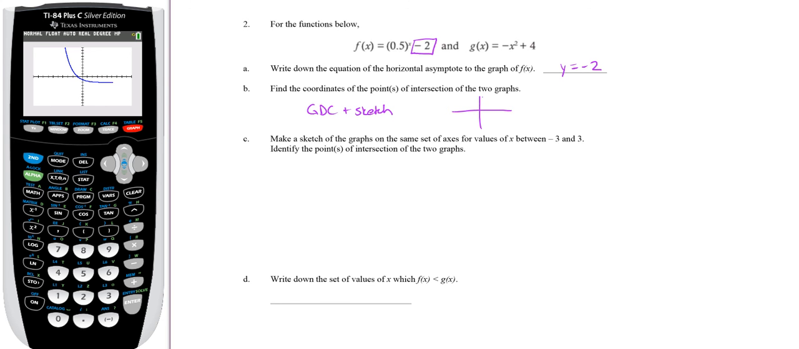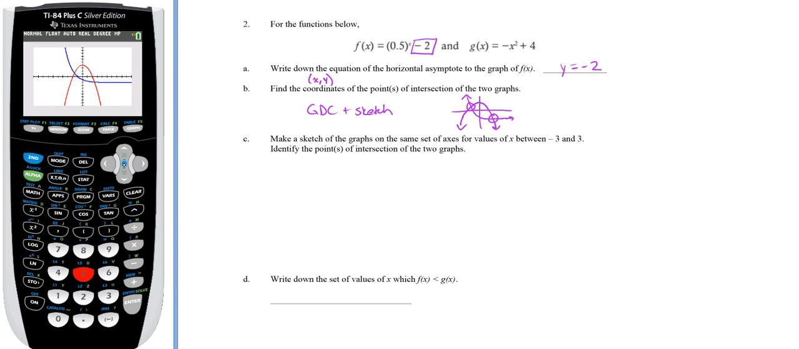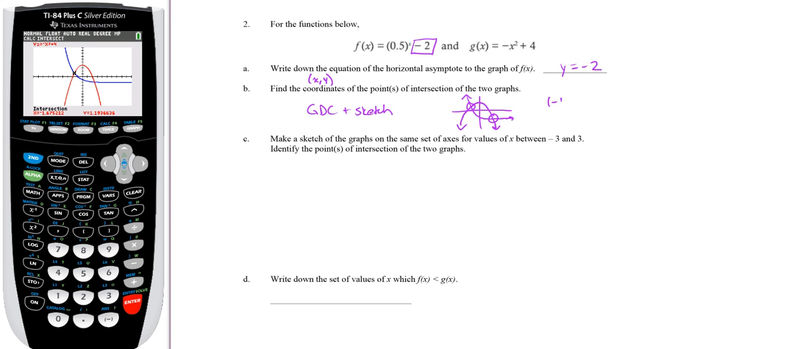Our exponential function comes down like this, and our parabola comes up, with the first point of intersection in the top left quadrant, and then goes down like that. We're going to look for the 2 points of intersection, and it wants coordinates, so we're going to give both x and y. When I do my intersection, I trace over to the leftmost point of intersection first. I press enter 3 times, and if I round to 3 sig figs, I get negative 1.67 and 1.19 for the first one.